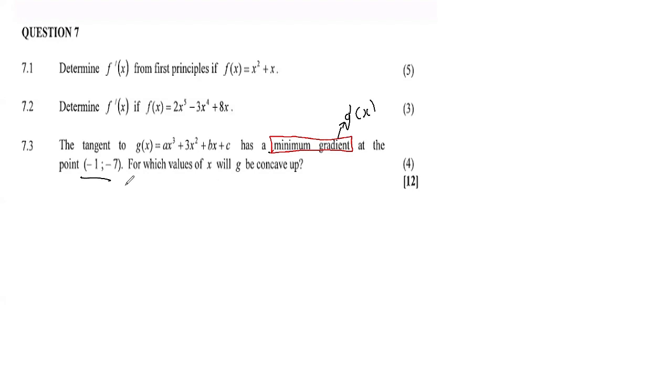At -1 is to -7. For which values of x will g be concave up? So they're asking about g. Okay, so now let's break this down.